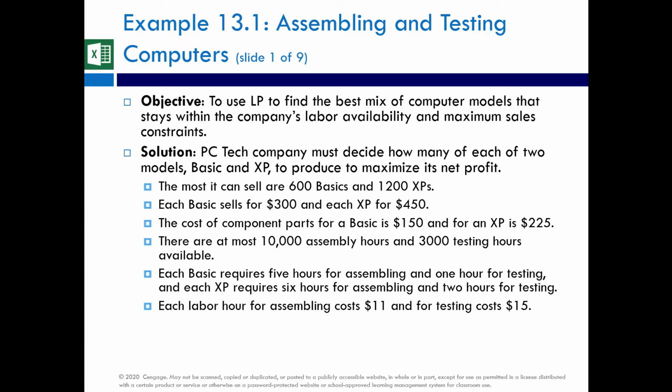The most it can sell are 600 basic units and 1200 XP. Each basic unit sells for $300, each XP for $450. The cost of the component parts is $150 for the basic and $225 for the XP. There are almost 10,000 assembly hours and 3,000 testing hours available. Each basic requires 5 hours of assembly and 1 hour of testing, and each XP requires 6 hours of assembly and 2 hours of testing. Each hour of assembly costs $11, and each hour of testing $15.